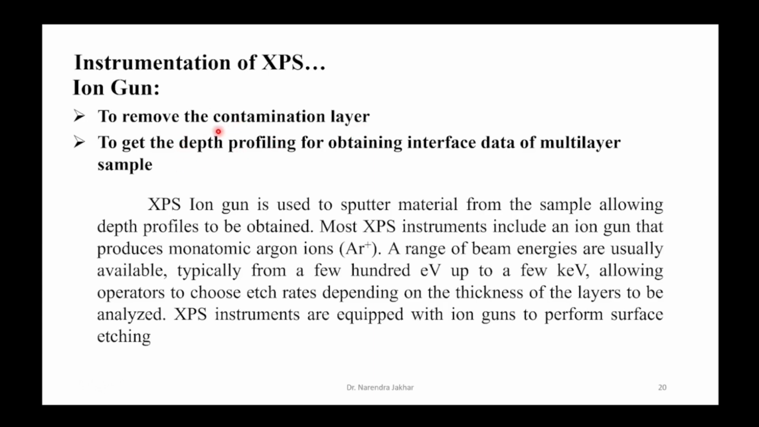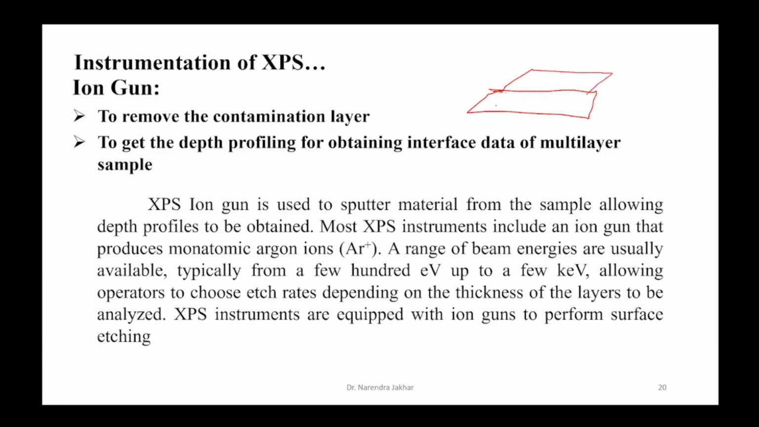So for removing this, the XPS ion gun is used to sputter material from the sample, allowing depth profiles to be obtained. And sometimes this is also used. Suppose that we are working in the thin film field, and you are interested in the interface of two films, and you want to take the surface chemistry of the two films. Suppose that you are using this thin film assembly, and you have two different layers.